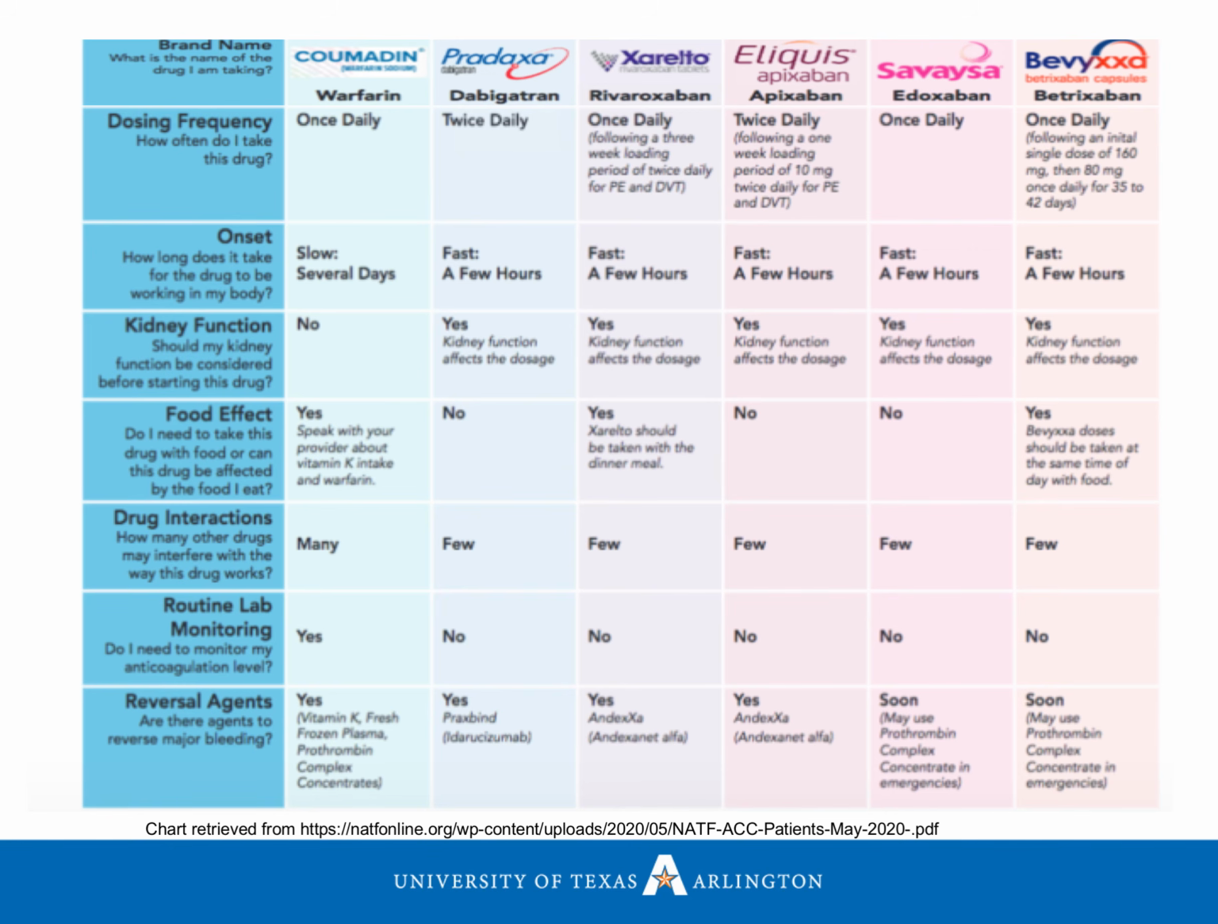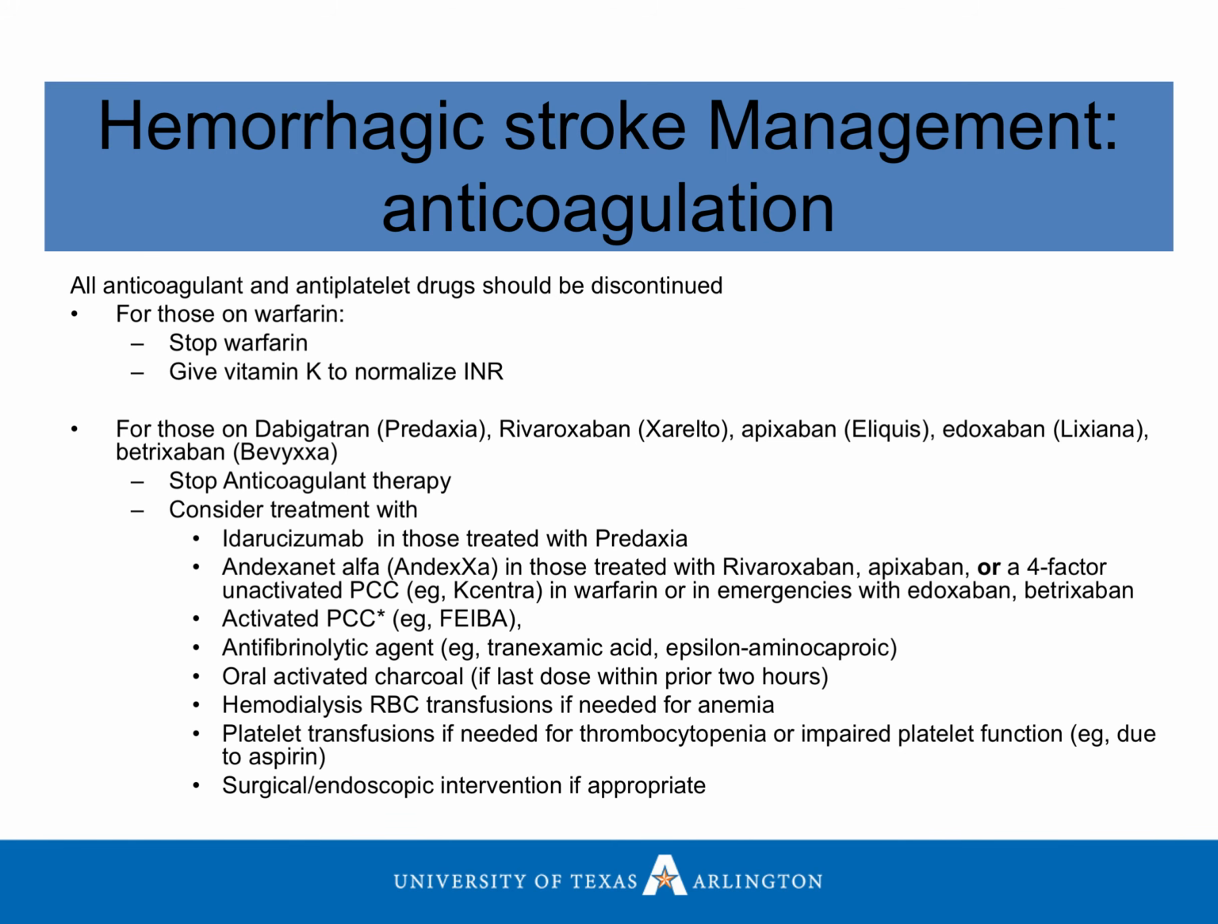And then if you'll look at the very bottom here with the reversal agents, the first 4 medicines that are covered do all have reversal agents, and we are going to discuss those in just a minute. Where the very last 2, everything that is used to reverse them is not FDA approved. It is pending approval. So, hemorrhagic stroke management with anticoagulation.